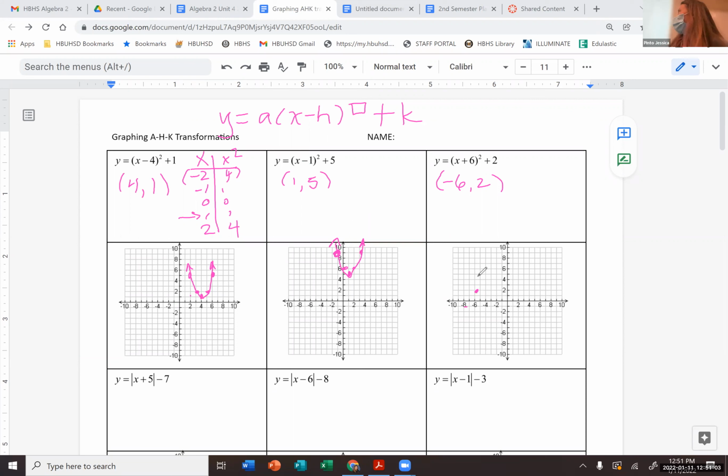Okay, so looking at this third one here, -6 for x, 2 for y. I start there. I go to the left 2 and up 4. 1, 2, 3, 4. I move to the left 1, up 1, right 1, up 1, right 2, up 4. The point is that it would go faster than making the x plus h, y plus k table. If you're not comfortable taking the shortcut, don't.